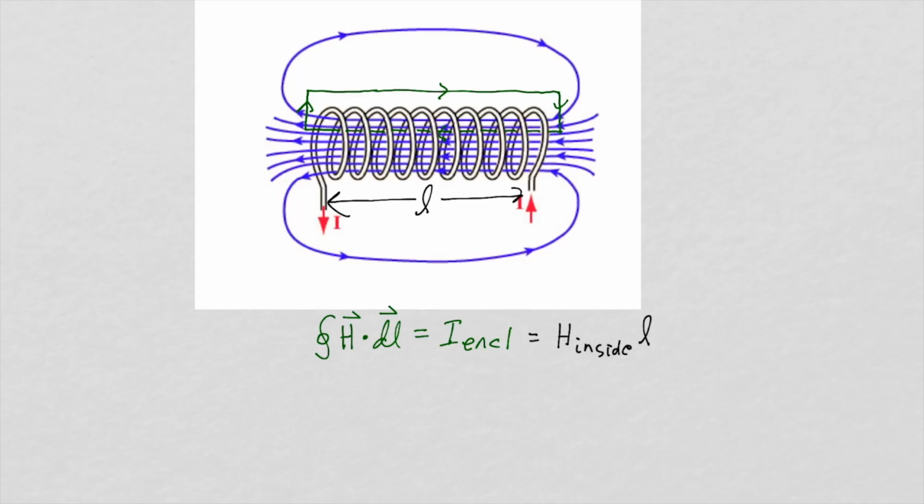Now the current enclosed will be the current going through the surface here that is defined by our path of integration. Now the coil pierces that surface n times, and each time it pierces there's a current flowing into the page. So the current enclosed will be the number of turns times the current flowing in the coil I.